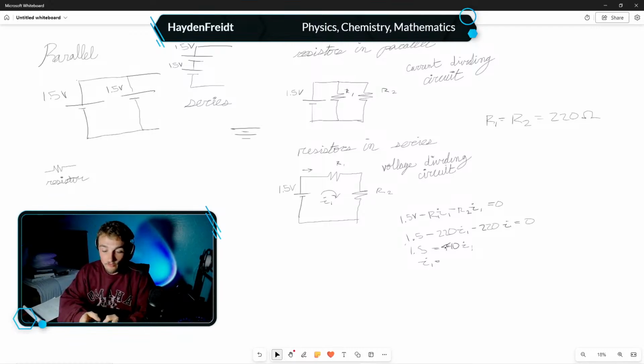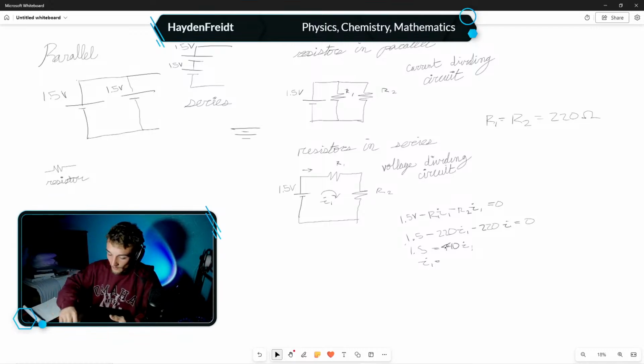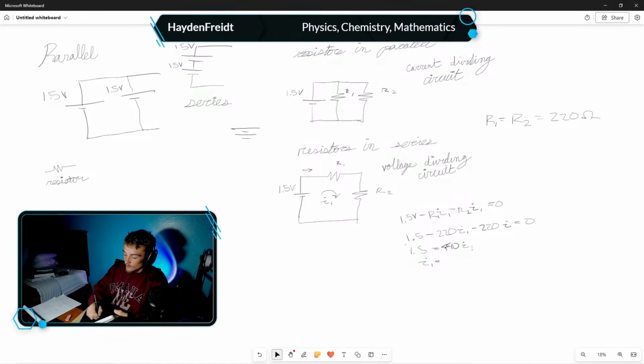Okay, so 1.5 divided by 440, and that's going to be equivalent to 3.4 milliamps, approximately. Okay, 3.4 milliamps. Yeah, so that's the current.